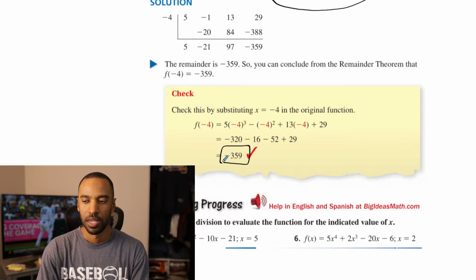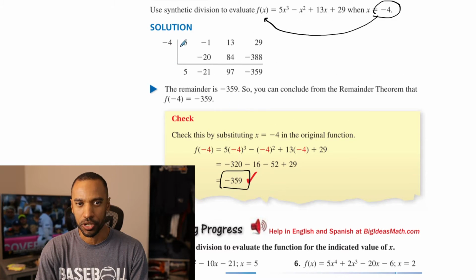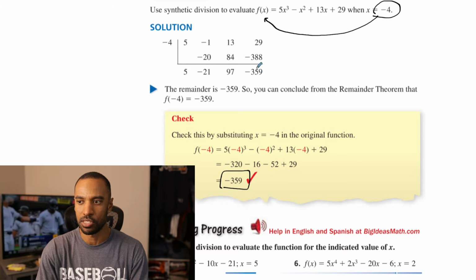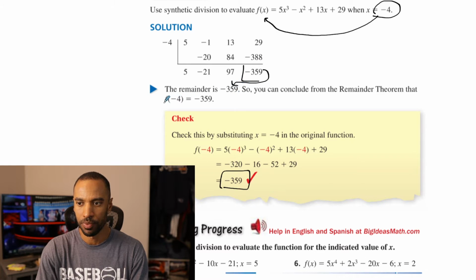Here's the result. Now, if we use synthetic division, what happens? Bring down the 5. 5 times negative 4 is negative 20. Add these together. Multiply these two. Add these together. Multiply these two. Add these together. This is the remainder. Because the remainder is negative 359, it shows you that f of negative 4 equals negative 359.